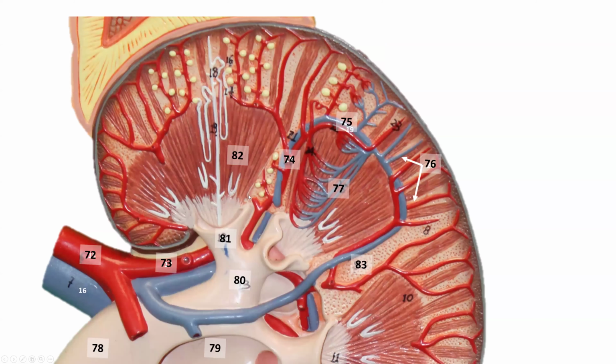Okay, so that brings us to the kidney. Any questions so far? No. Okay, let's look at the vasculature of the kidney because this one is a little bit tricky. Coming in, this red vessel, number 72, is an artery. What is the name of that artery? Renal artery. And then 73, it branches off, now it has a different name. Segmental artery.